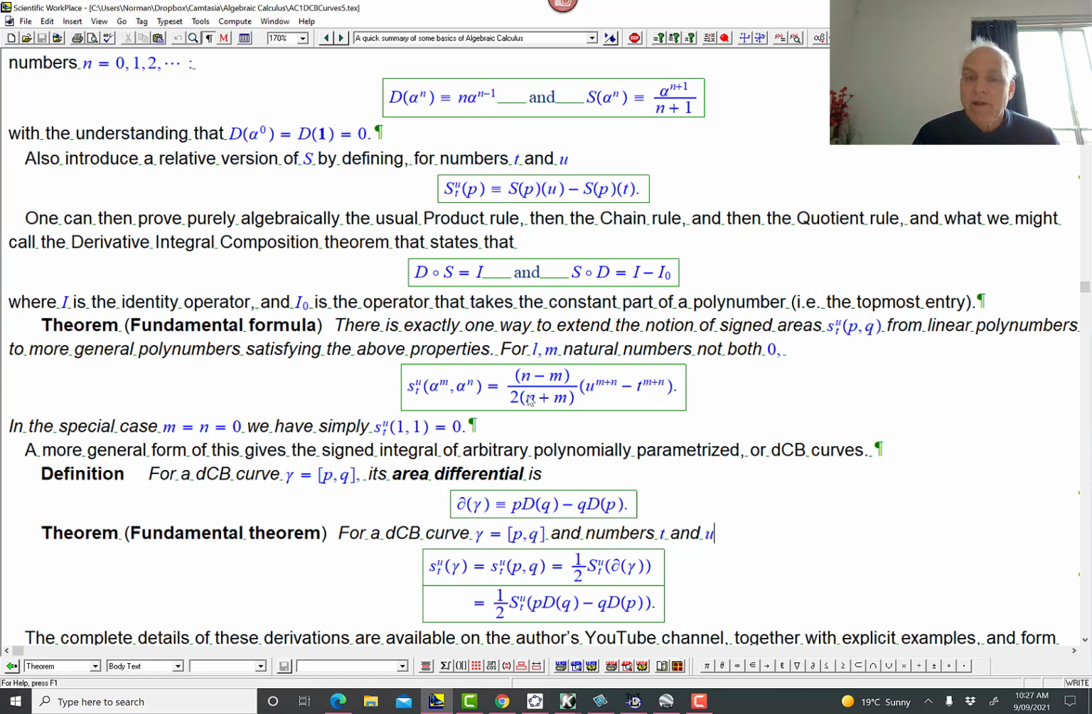And it's completely determined by this fundamental formula that just tells you what happens when p is just alpha to the m and q is just alpha to the n. The answer is that the signed integral from t to u of alpha to the m comma alpha to the n is this number: n minus m divided by 2 times n plus m, so the exponents here, times u, which is the upper bound, u to the m plus n, minus t, that's the lower bound, to the m plus n.